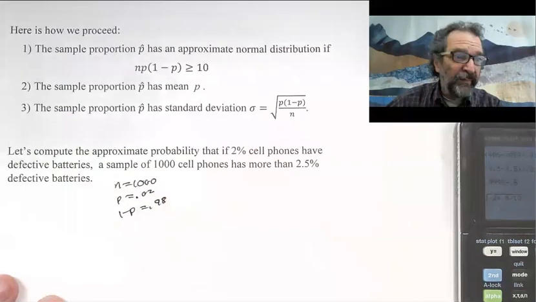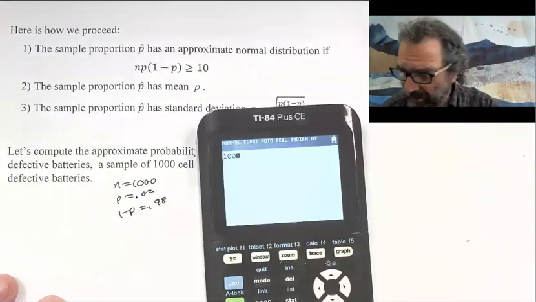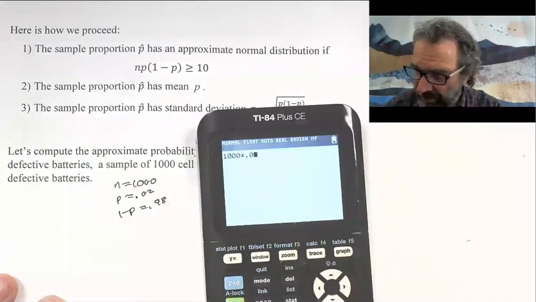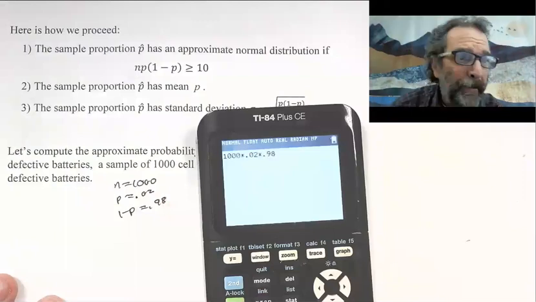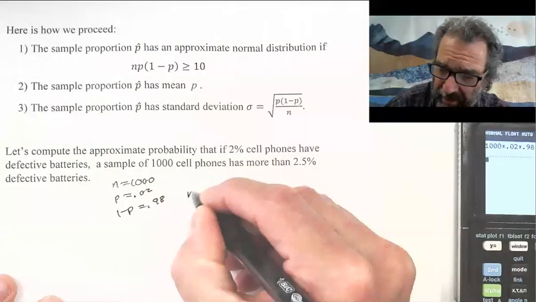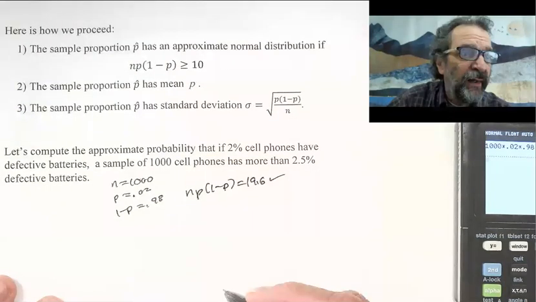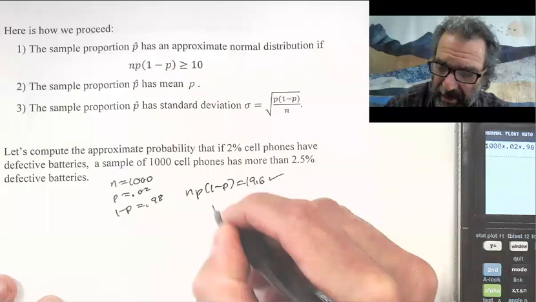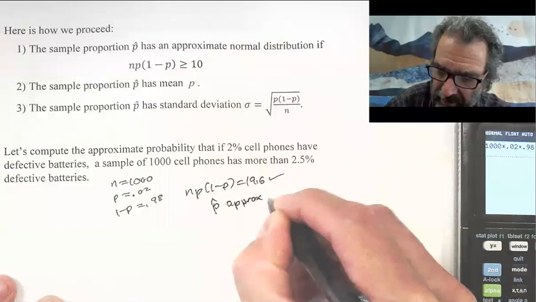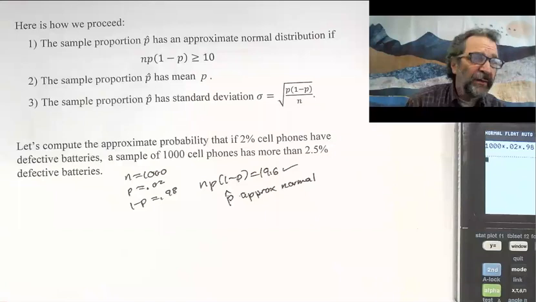And so we'll go 1,000 times 0.02 times 0.98. 19.6. n(1 minus p), 19.6. Yay. p hat is approximately normal. Okay, and so that means we can compute z values.